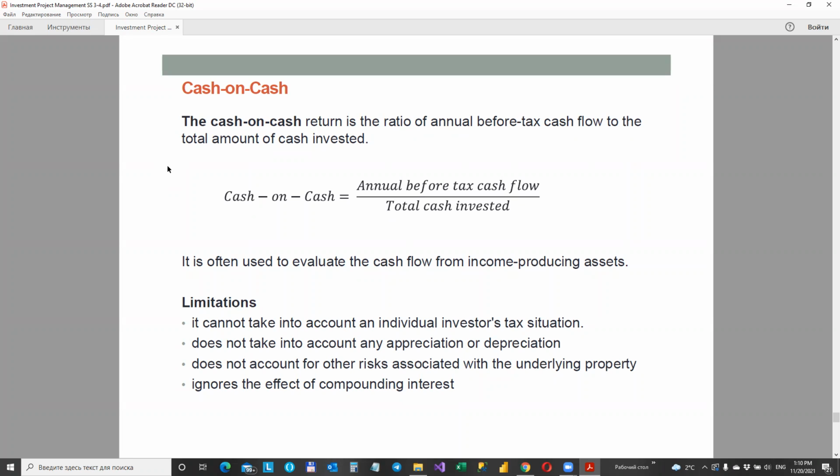There are also limitations to the usage of the cash-on-cash return ratio. Because the calculation is based solely on before-tax cash flow relative to the amount of cash invested, it cannot take into account an individual investor's tax situation, the particulars of which may influence the desirability of the investment. However, the investor can usually deduct enough capital cost allowance to defer the taxes for a long time, and that is often the case in project finance.